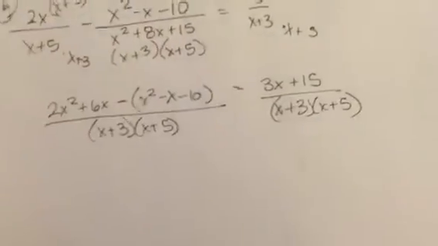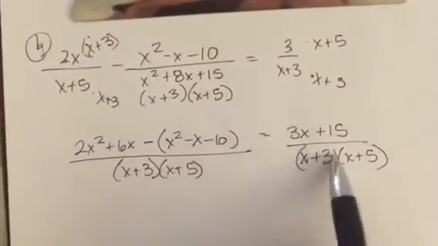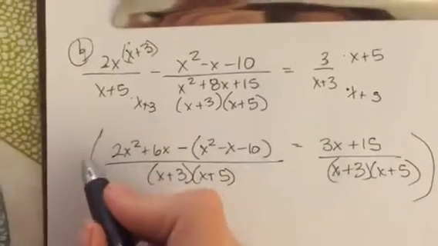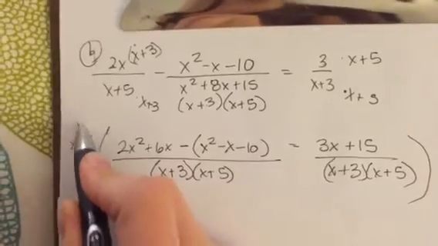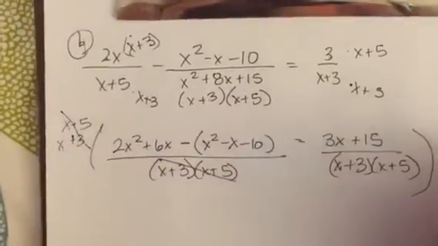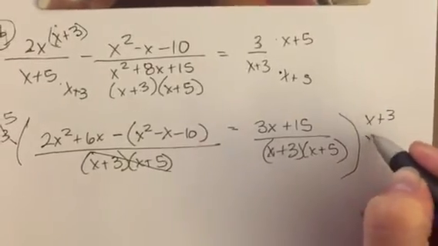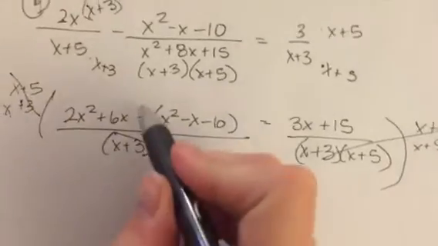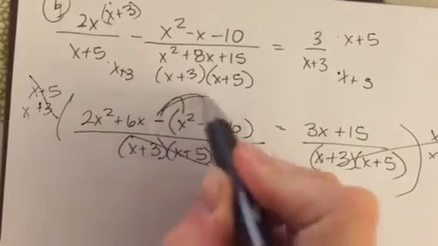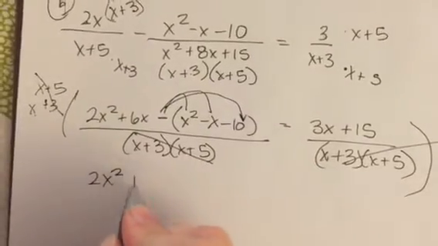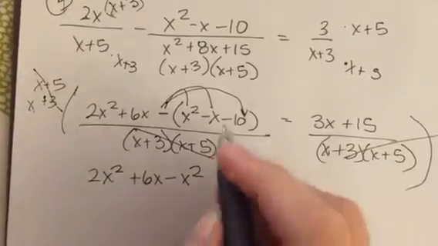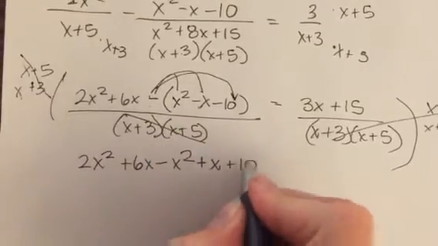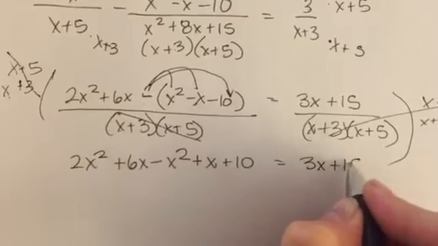Alright, that means really that I can get rid of my denominators, multiply by this, multiply by that. When I multiply this entire thing, both sides, by that, x plus 3 and x plus 5 cancels with this, x plus 3, x plus 5 cancels with this. I'm left with just what I have left here. I do want to distribute the negative sign in. Right, distribute it in there, so I'm going to have 2x squared plus 6x minus x squared minus, or plus x, negative and a negative makes a positive, negative and a negative makes a positive 10, equals 3x plus 15.